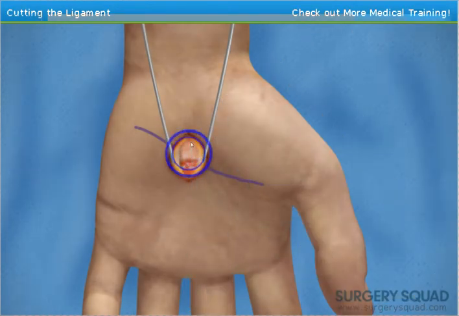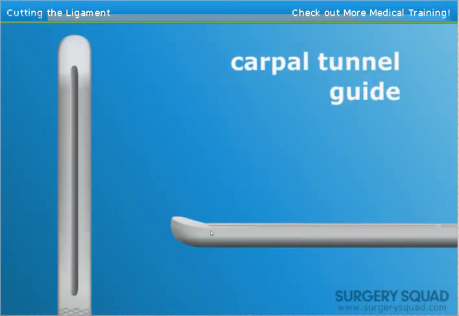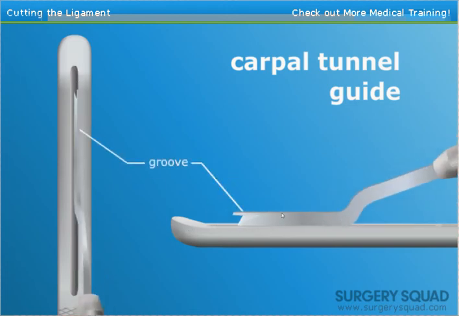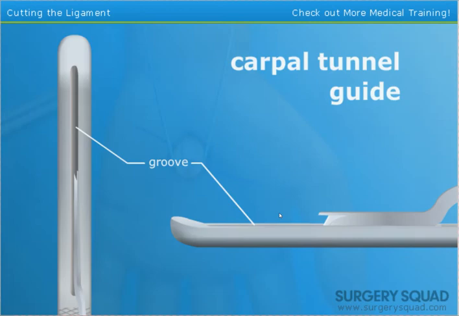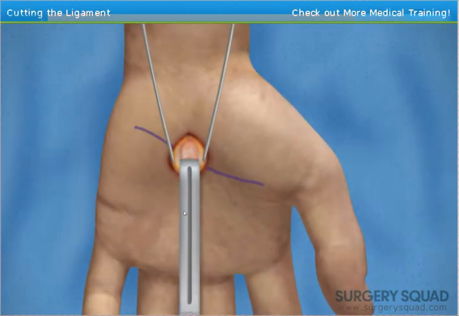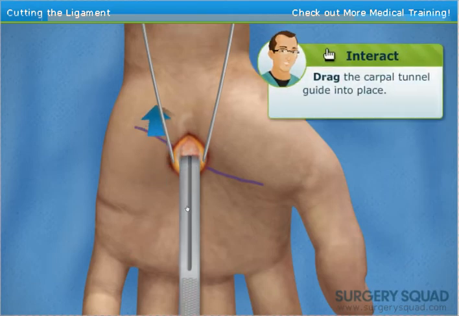With the transverse carpal ligament exposed, I'll need you to slip a carpal tunnel guide into the incision. This is a blunt-tipped instrument with a groove on the upper surface to accommodate a special knife. The carpal tunnel guide is placed down the carpal tunnel and underneath the ligament and is used to protect the underlying nerve and tendons. Go ahead and push the carpal tunnel guide into place.